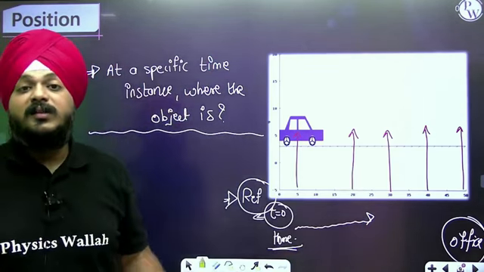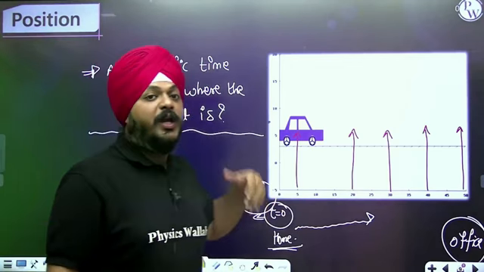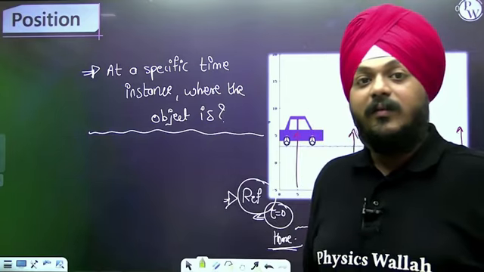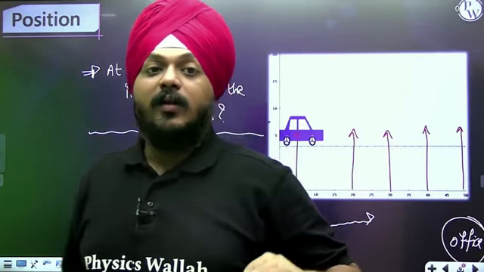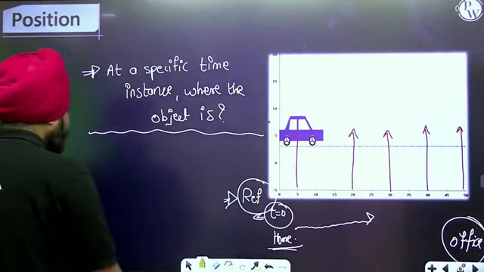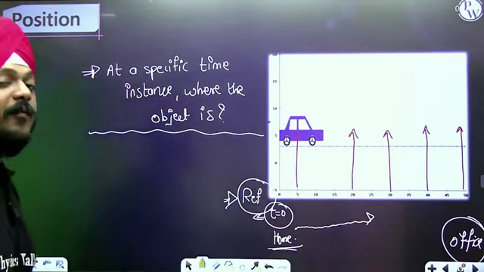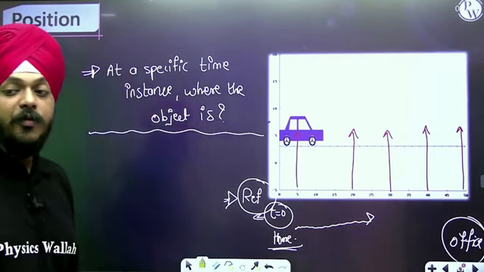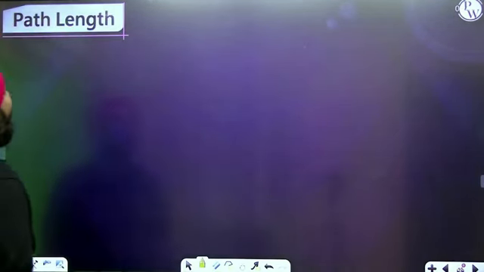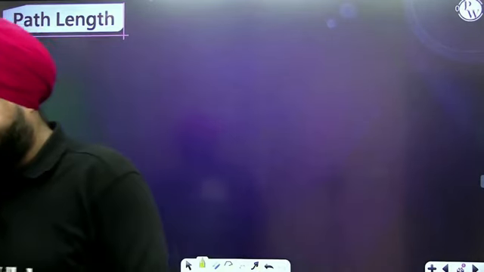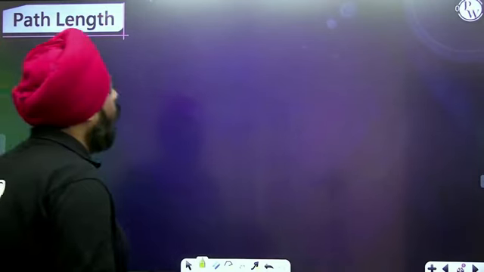In 1D it is a position, in 2D it is a coordinate, when the object is moving in a plane. This will come up in the next chapter. Now let's move on to the next. After position, we are dealing with the parameters of the motion. The first parameter is position. The second is the path length. What is the path length all about?